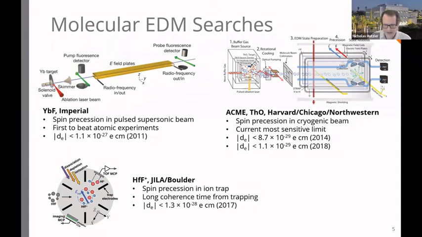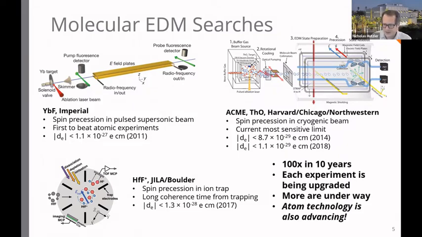And an experiment at JILA in Boulder uses hafnium fluoride ions, so doing spin precession in an ion trap where they benefit from very long coherence times from trapping their species. These experiments collectively indicate a factor of about 100 improvement in EDM sensitivity in about 10 years. So it's moving pretty quickly.